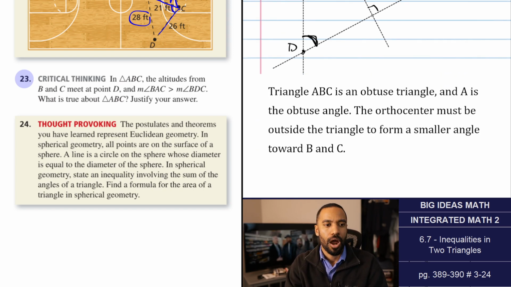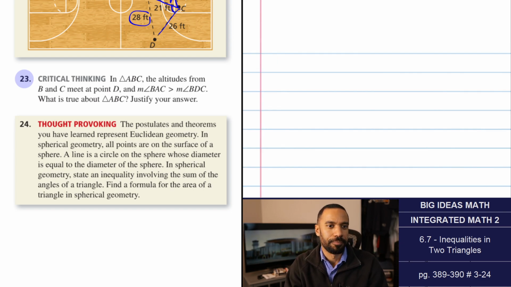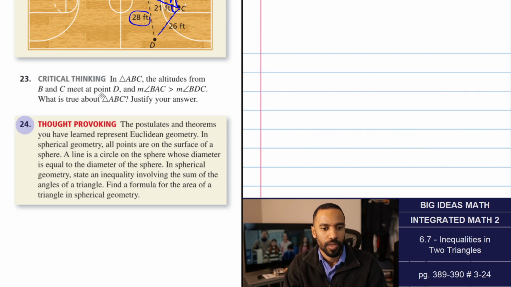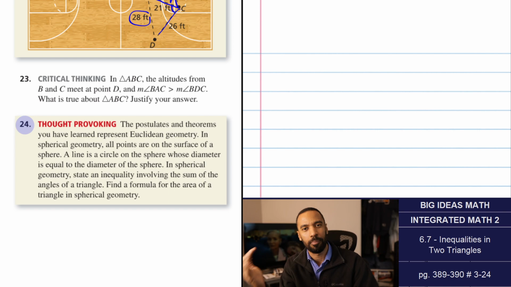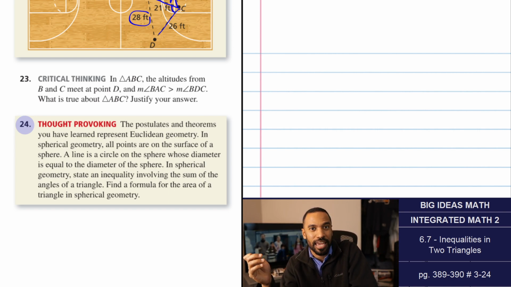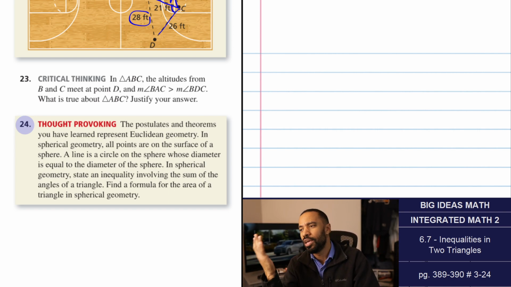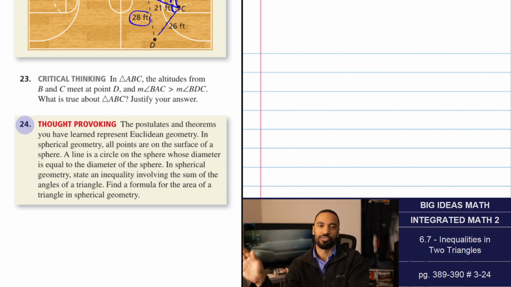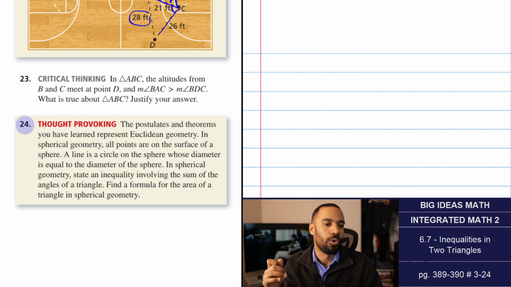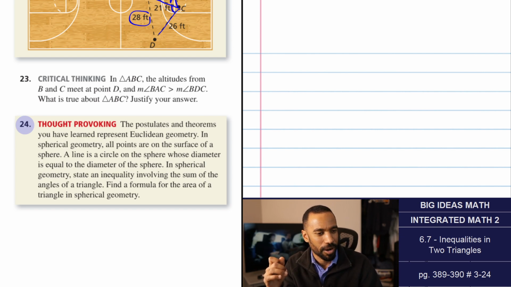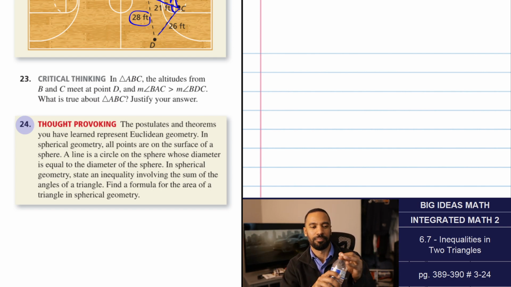Okay. All right, I got one more problem here. Number 24. The postulates and theorems you have learned represent Euclidean geometry. See, to think about, man, all these guys come up with this back in the BC days, not Euclid. Wait, I forget when Euclid was, but they discovered this for us, so we don't have to. I mean, in spherical, we did spherical geometry once. I think I had a problem with that question. In spherical geometry, all points are on the surface of a sphere.